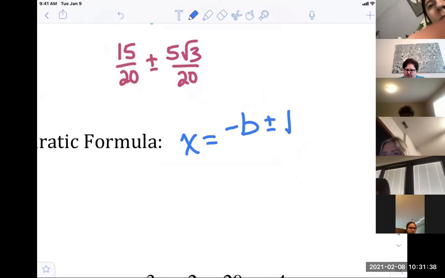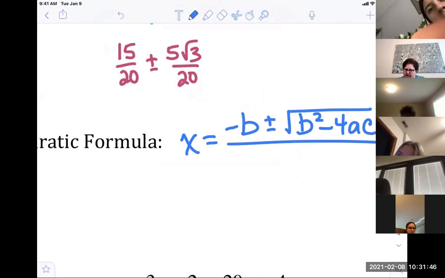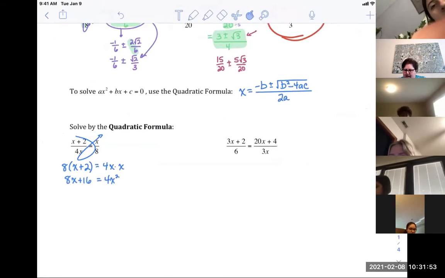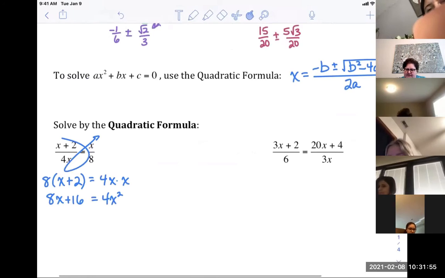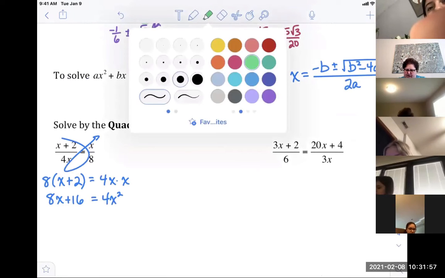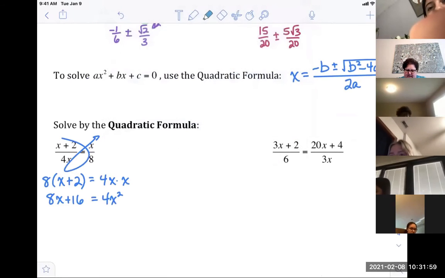Okay, we're going to do the quadratic formula, which is negative b plus or minus the square root, the quantity b squared minus 4ac, the whole entire thing over 2a. And that formula gives solutions to a quadratic equation in this form.